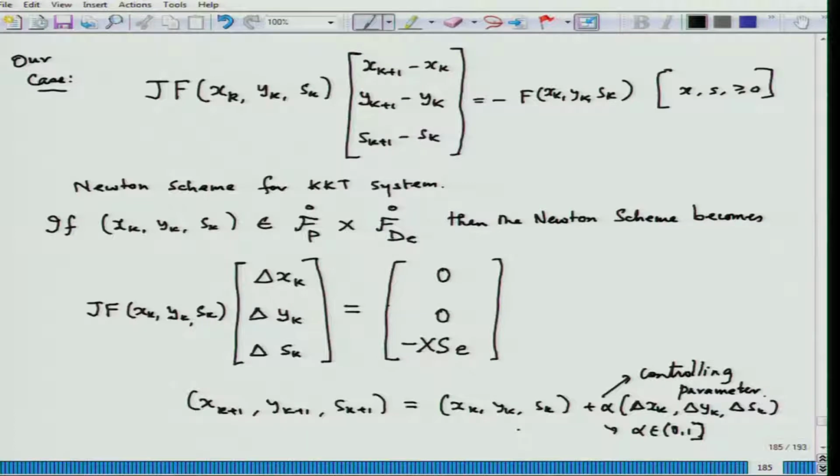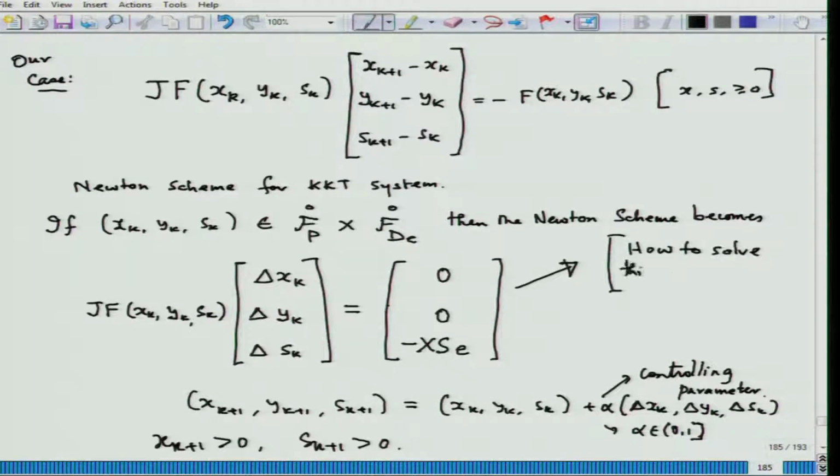Now, once I know this, I do this because what I want at the end is xk plus 1 to be strictly bigger than 0 and sk plus 1 to be strictly bigger than 0. So, this alpha has to be chosen in such a way that this holds, and the whole game is how to solve this system. How do I solve this system? So, the whole emphasis in interior point methods is to try to solve this system.